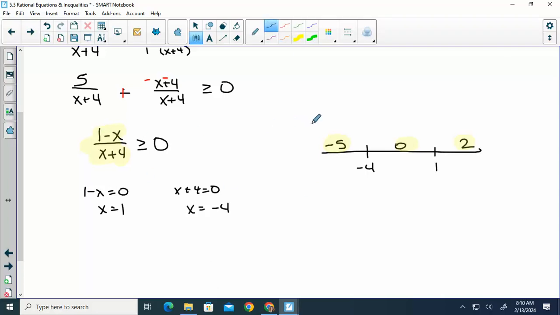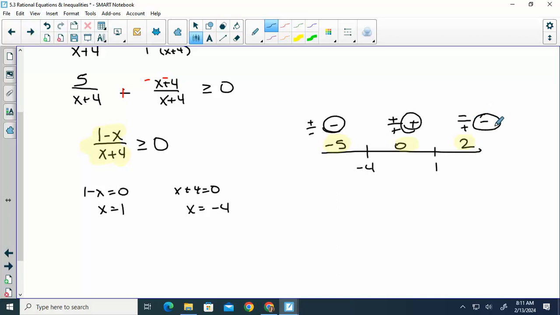So 1 minus negative 5 would be positive. Negative 5 plus 4 is negative, so that section is negative. 1 minus 0 is positive. 0 plus 4 is positive, so that section is positive. 1 minus 2 is negative. 2 plus 4 is positive, so that section is negative.